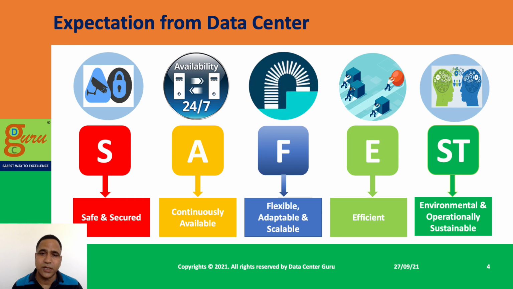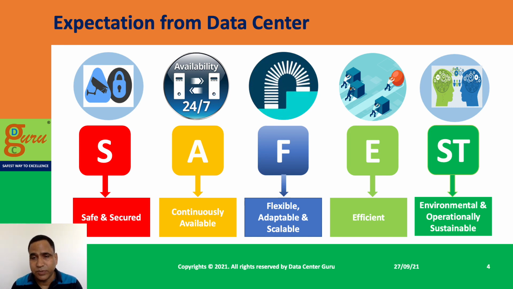Similarly, F is for flexibility and adaptability. Your data center has to be flexible enough to take care of the changes you expect from business and technology, because a data center once built lasts around 20 years and more. So all those features need to be built in. Efficient, because as the size of data centers increases, efficiency is becoming more relevant, since you end up paying more if your data centers are not efficient. Similarly, environmental and operational sustainability are becoming more important.